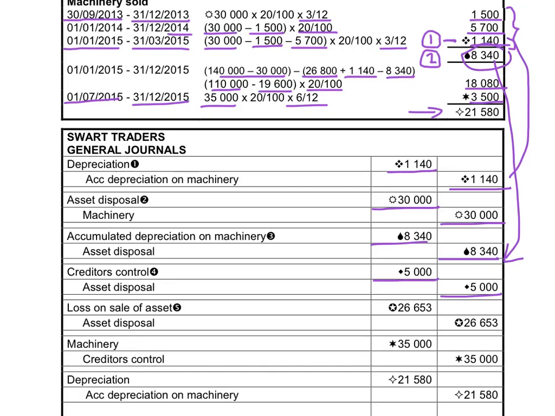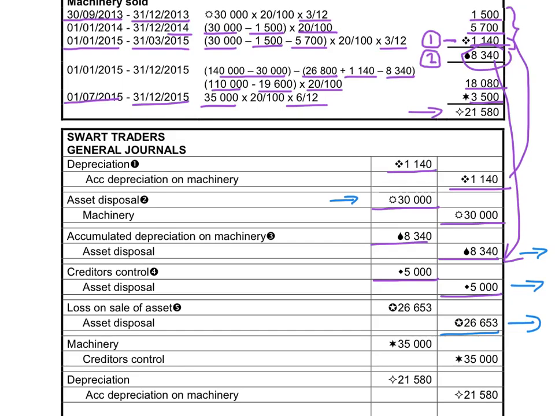I have to determine in step 5 whether I made a profit or a loss. Asset disposal on the debit side is 30,000. On the credit side, 8,340 and 5,000. So the debit side is bigger than the credit side, so I will subtract it from each other to determine what is the loss that I made, so that the credit side of the asset disposal will correspond with the 30,000 Rand on the debit side.